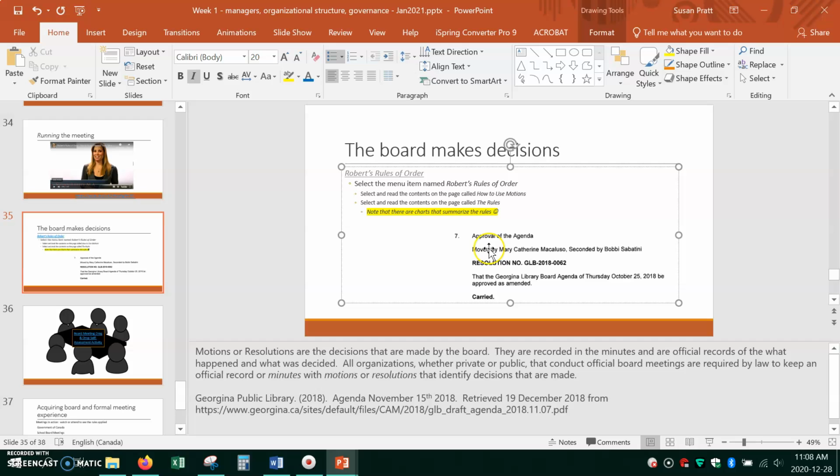Okay, and this is what a motion looks like, and everybody has to approve it, and then it's written and it has to be done. And so it might be something measurable that they have to do.